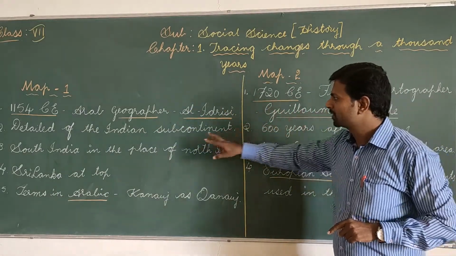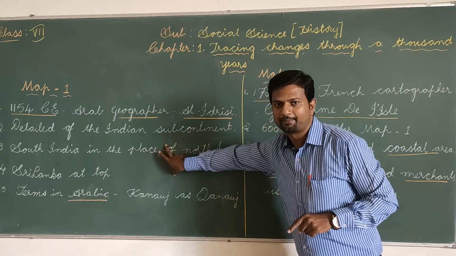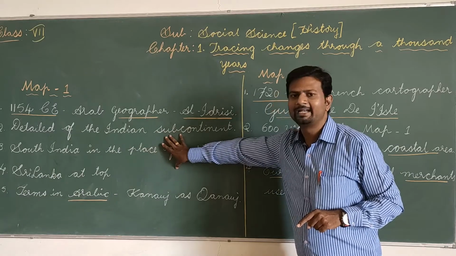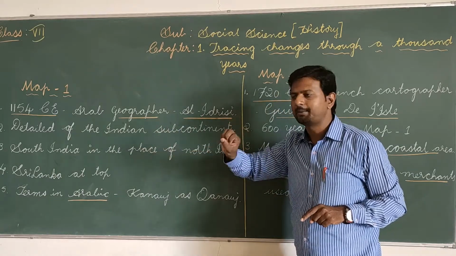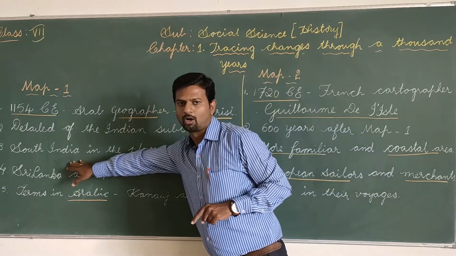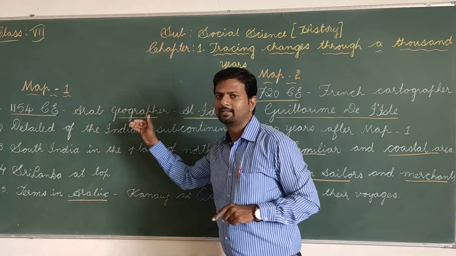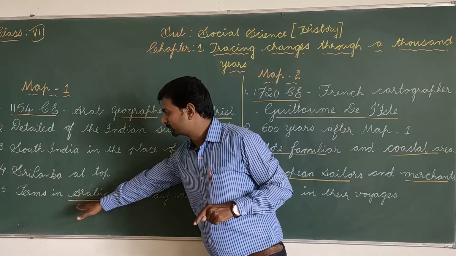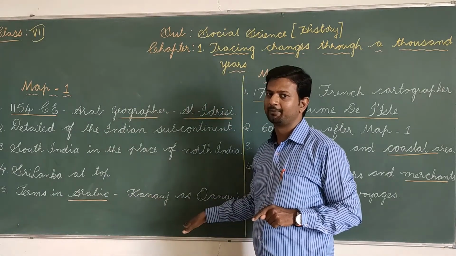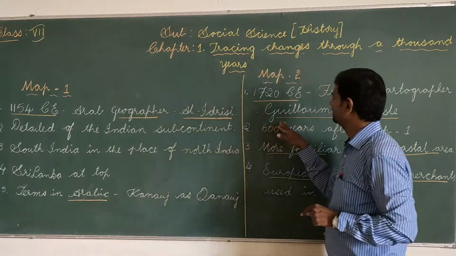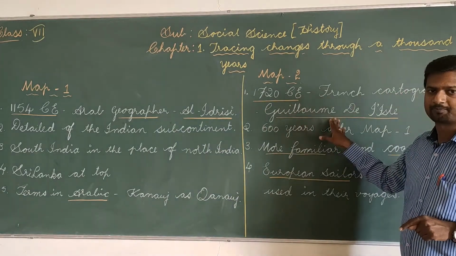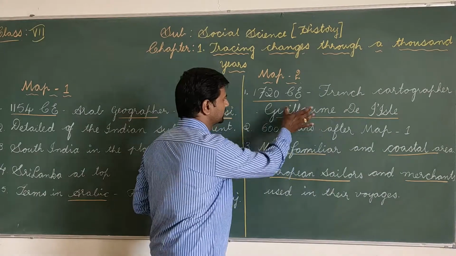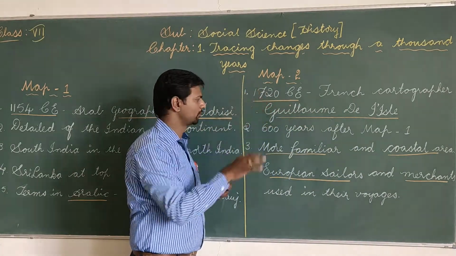Okay, the next thing: what are the features of the map? The map was detailed about the world, but some information was wrong. The south was at the top and North India was at the bottom, like that. Also, the terms he used were in Arabic. And here, the French cartographer, the name of the person, and when he formed it. This is how it is to be remembered.